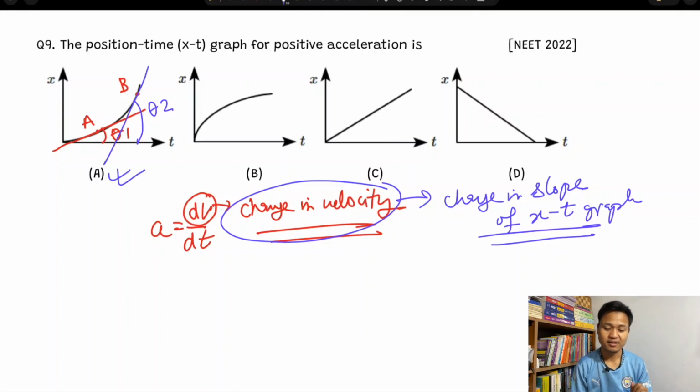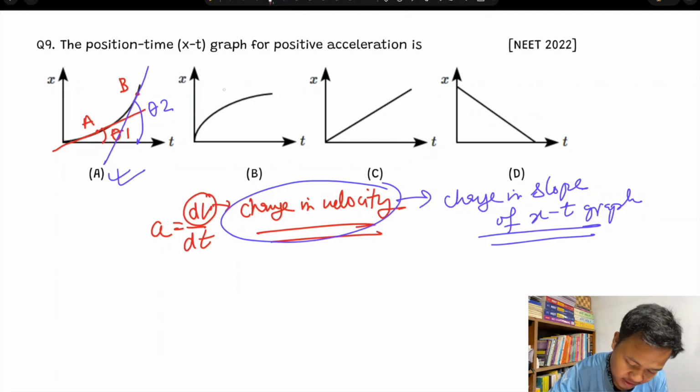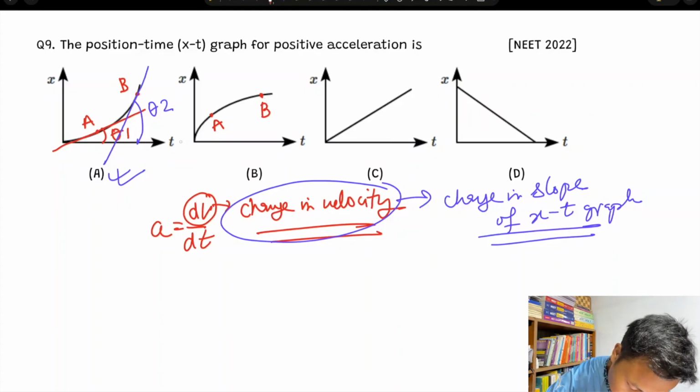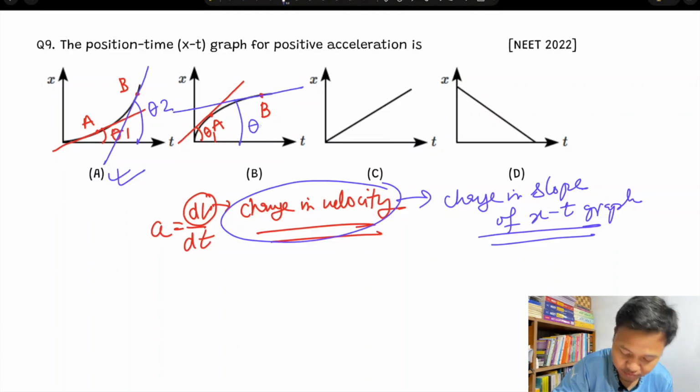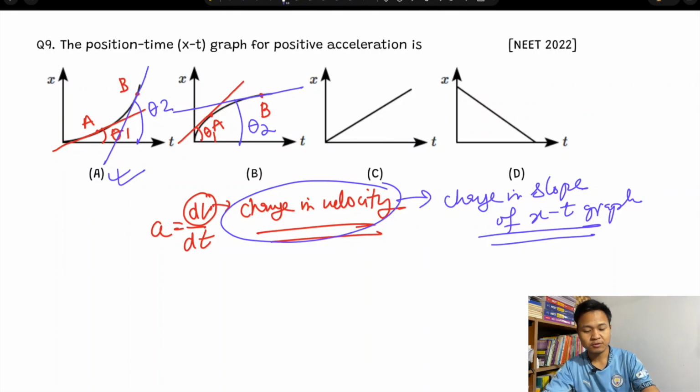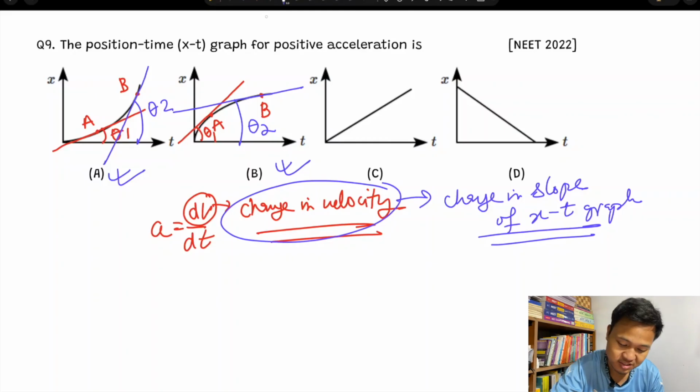Okay, now let's look at option B. I take 2 points A and B. At A I draw a tangent, suppose this is theta 1. At B I draw a tangent, let's say this is theta 2. Theta 1 to theta 2 is changing, so there is acceleration. Okay, but it is not the correct answer yet. We have to check option C here.